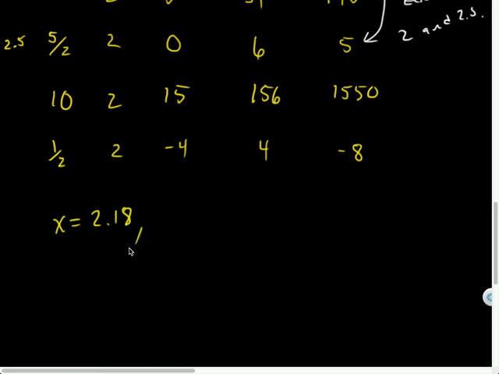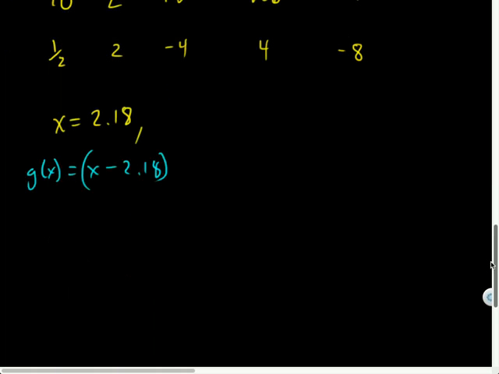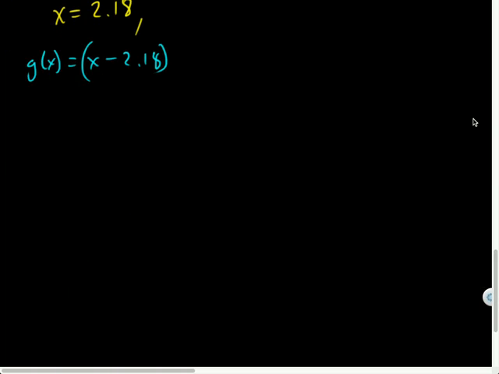If I wanted, I could say that g of x is x minus 2.18. And if I divide my original polynomial by that factor, I could then get a quadratic that would give me my two imaginary solutions. But we wouldn't go this far with this problem because it was irrational. We wouldn't have been able to go any further. So, sorry. Let me find a problem that's going to be a little bit friendlier to us.